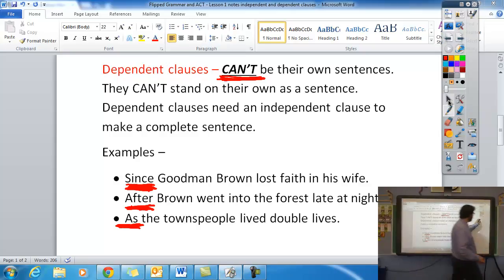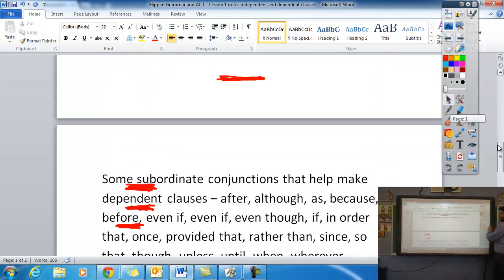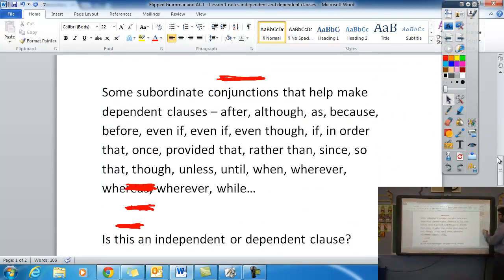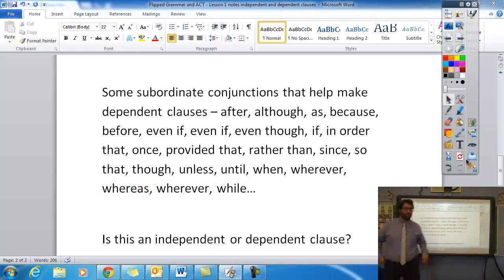So there's a bunch of words, right? These are a bunch of subordinating conjunctions that help us to make dependent clauses, right? After, although, as, because, before, even if, even though, if, in order, and you can read the list. All of these words help to make clauses dependent. This is just a partial list of all the different subordinating conjunctions. Let's just take a look at a few of them.